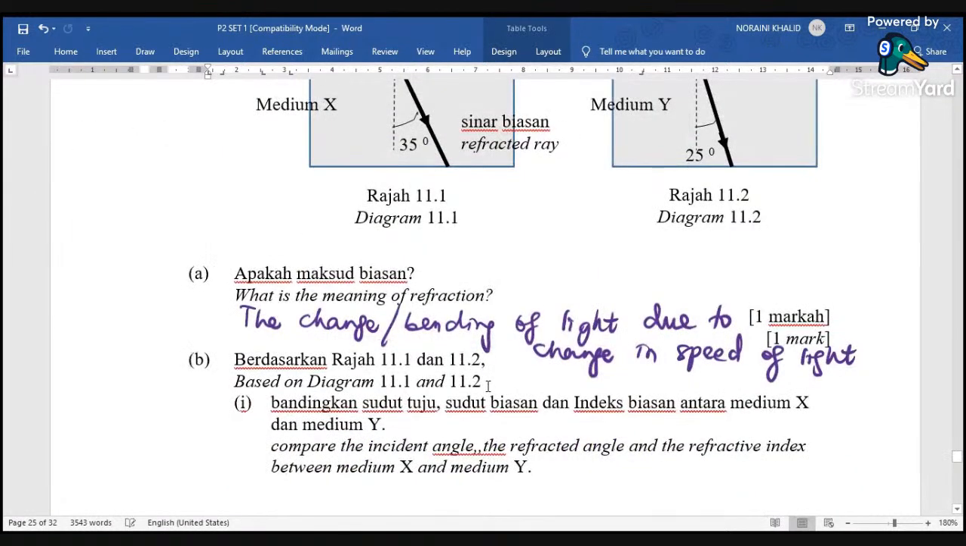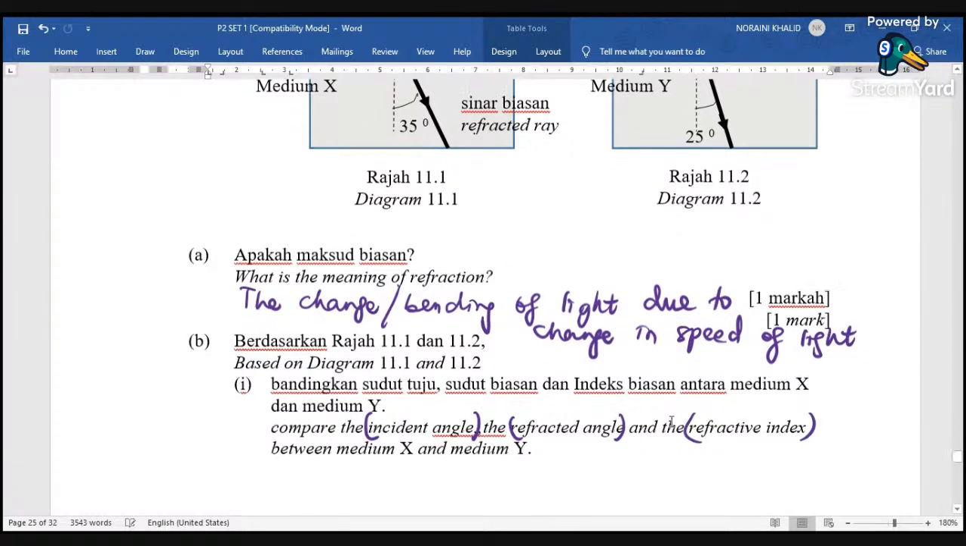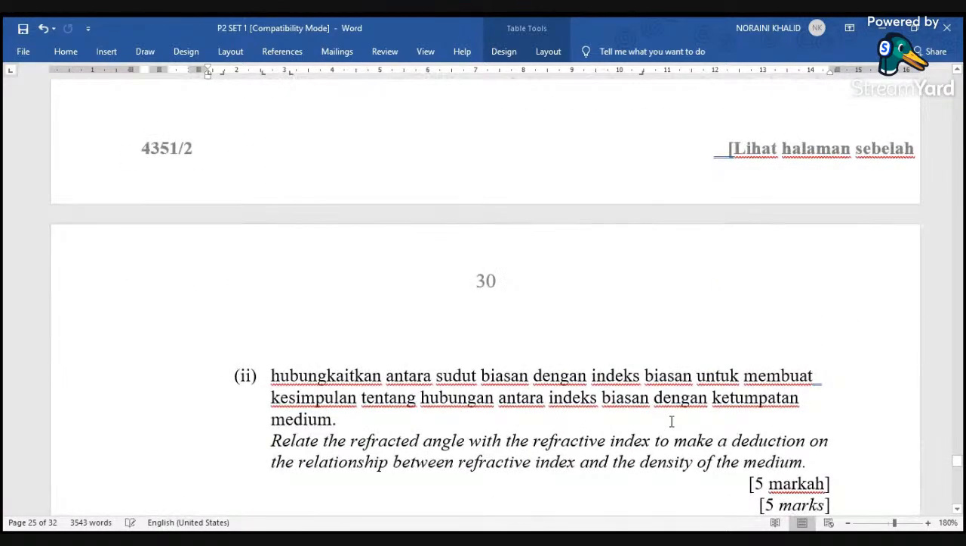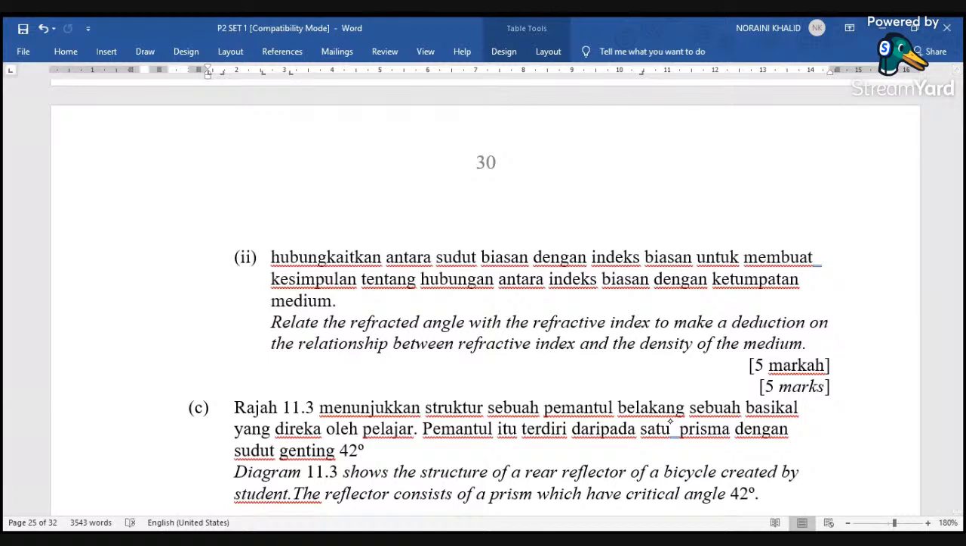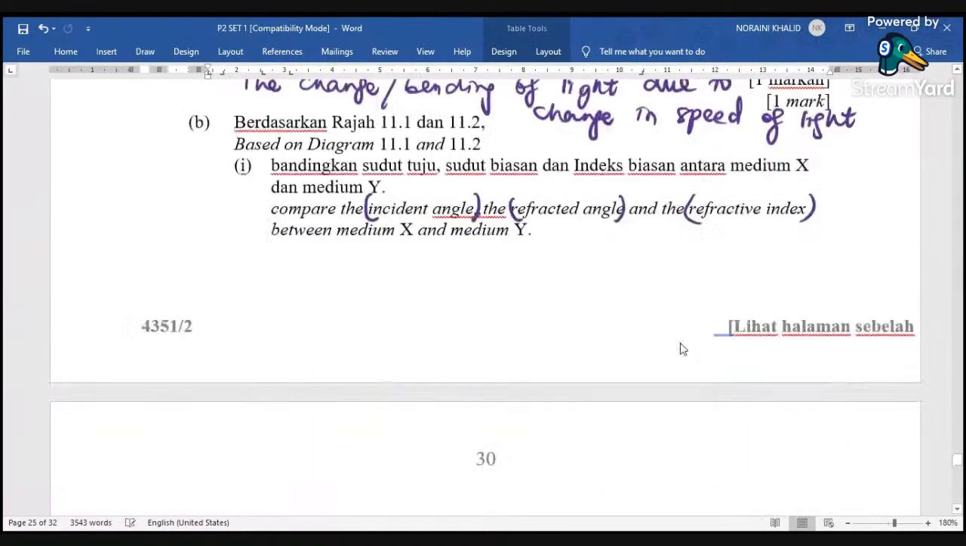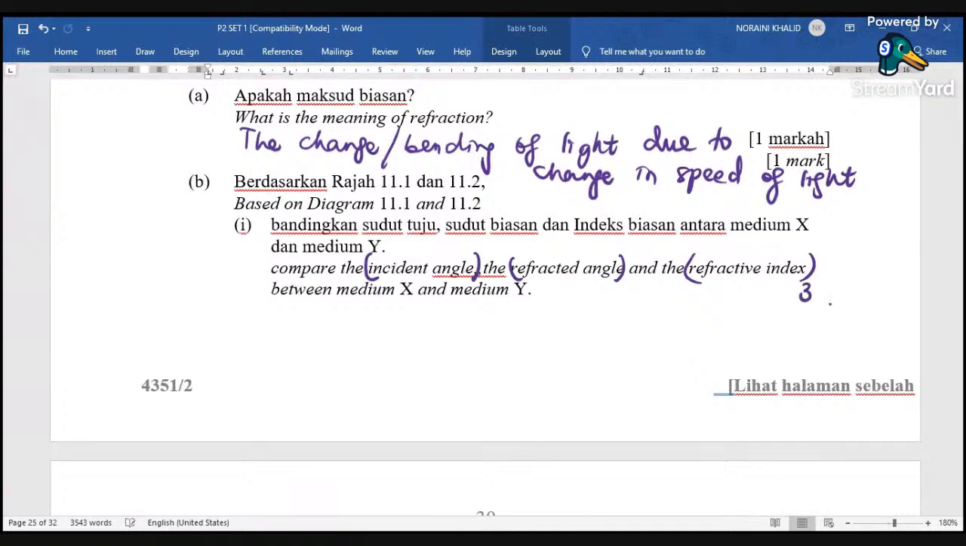Okay, based on diagram, compare incident angle, highlight first apa yang nak compare, guna highlight pen lagi better. Refractive index. Okay, so you can see ini sudah ada 3 point di situ. And then we have one more, relate refractive angle and refractive index, and then relationship between density. So ini satu. Sini 2 markah. Sini 3 markah. Okay. So how to write? Kena faham apa yang nak tulis. Okay. Compare incident angle.